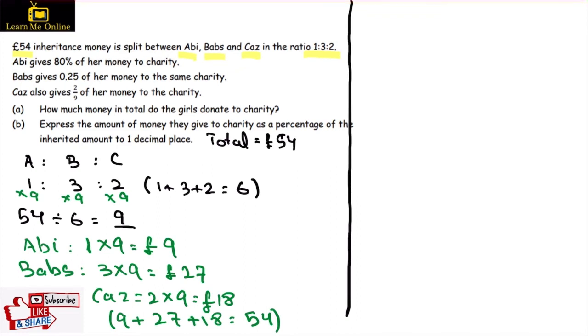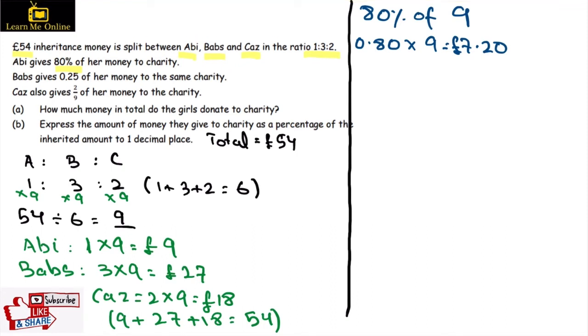Once you know how much each amount is, you read the next part of the information. This says that Abby gives 80% of her money to the charity. So we're going to find 80% of Abby's amount. Abby's amount is £9. So we find 80% of this, which is 0.80 times 9. That comes to 7.20. It means that out of her total, she has given £7.20 to the charity.